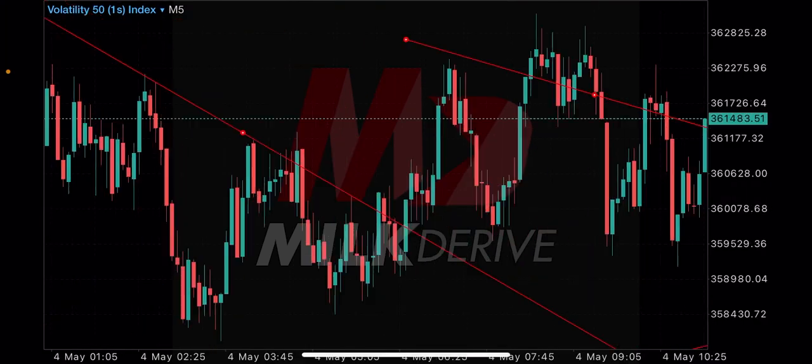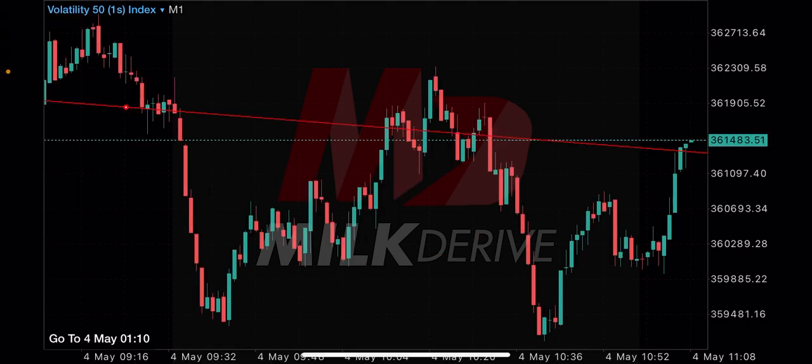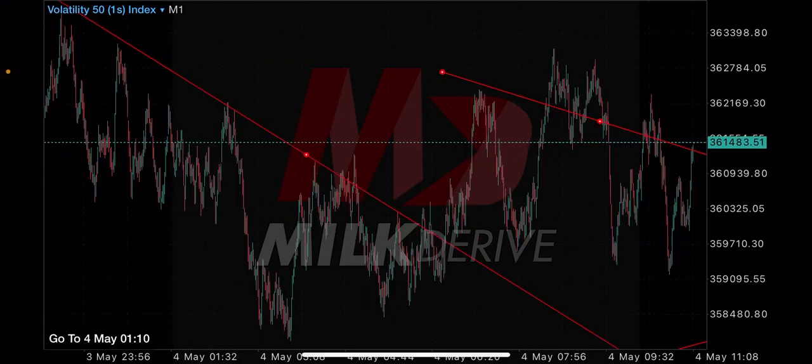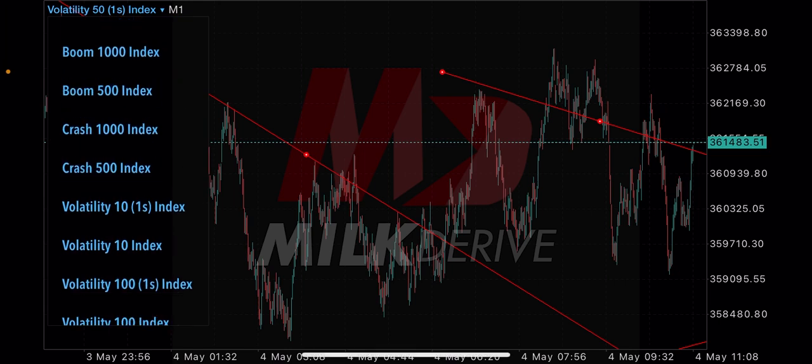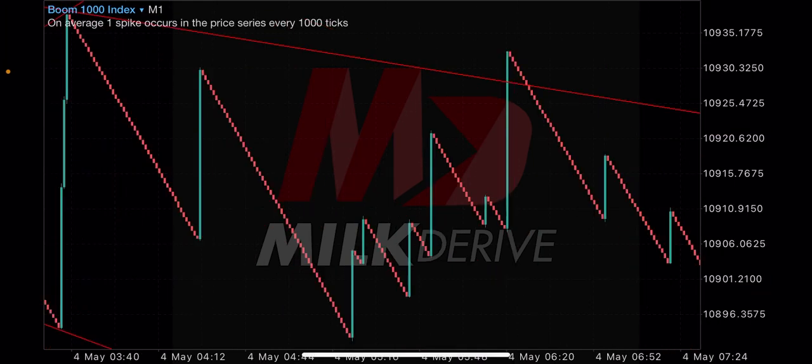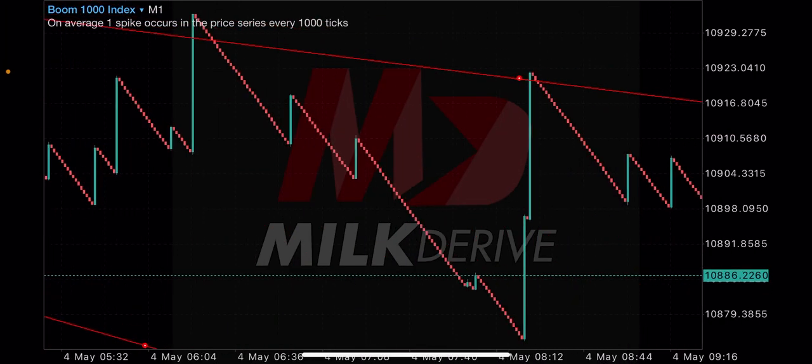Okay, sorry, this is not going to load well. But the main thing is for you to know the whole mindset behind the indices. What makes it different from the volatility indices is the fact that it has spikes. They don't just move normally the way volatility indices move. The volatility indices and step indices just move normally, zigzag and all those movements.